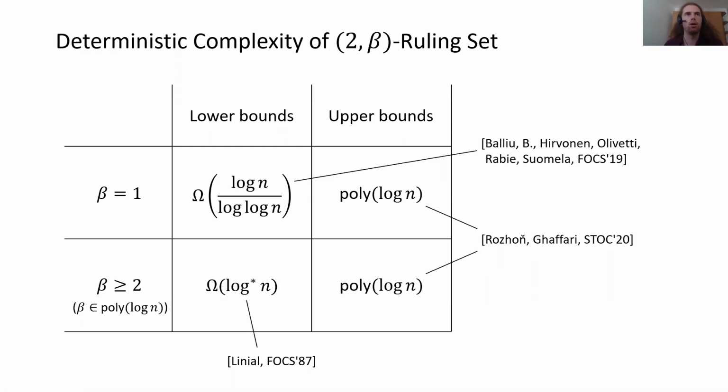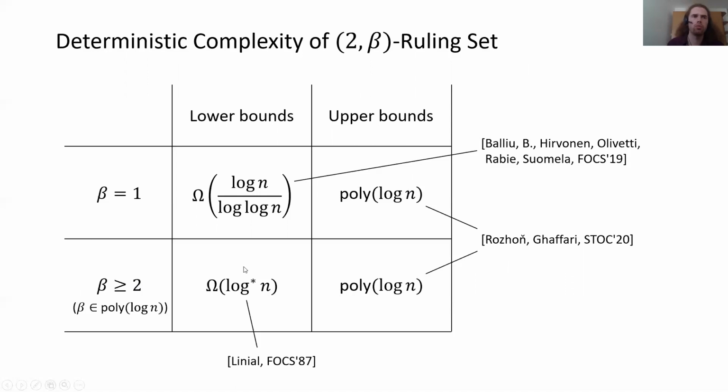Now, what do we know about the complexity of computing such 2-beta ruling sets? On the deterministic side, we know that we can compute an MIS in polylog n time, and here n is the number of vertices of the input graph. And that implies that also for any beta that is at least 2, we can compute a 2-beta ruling set in polylog n time. And this is due to a recent breakthrough result on network decompositions by Rozhoň and Ghaffari.